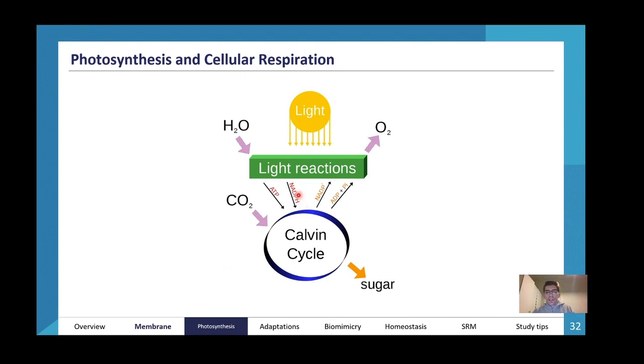Now, you might see other molecules involved in here, such as NADPH and all of that. Those are still energy carrier molecules, because ATP is not the only energy carrying molecule. There are other energy carrying molecules. And after the Calvin cycle is finished, sugar will be the output, and oxygen, obviously.